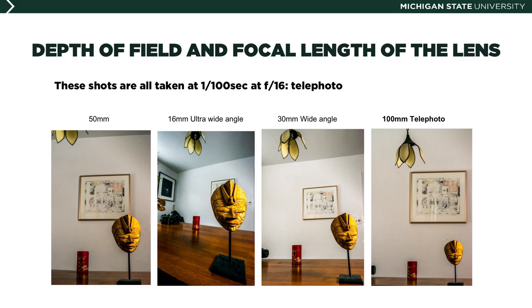Lenses above 50 millimeters are called telephoto lenses and have a relatively more shallow depth of field. These shots are all taken at 1/100th of a second, and the f-stop is f16. Notice in the 100 millimeter panel how both depth of field and perspective are affected by the lens.